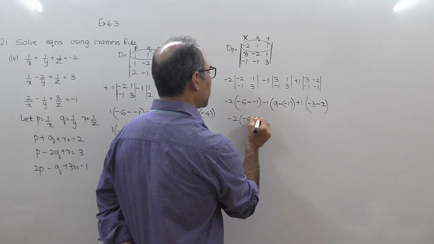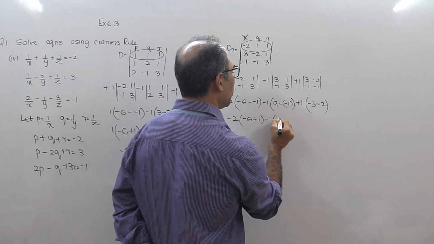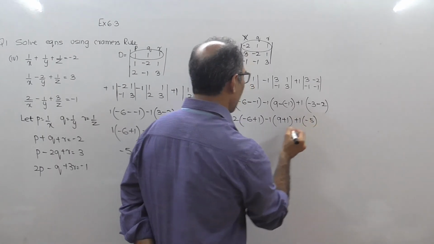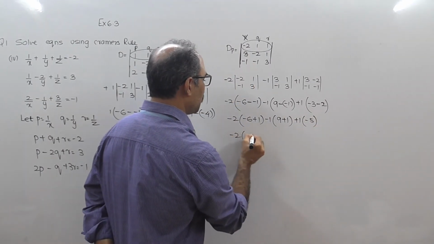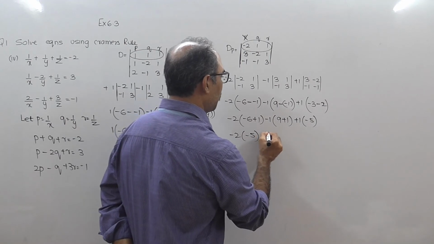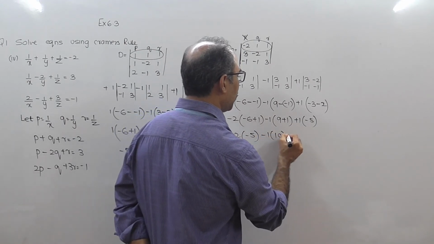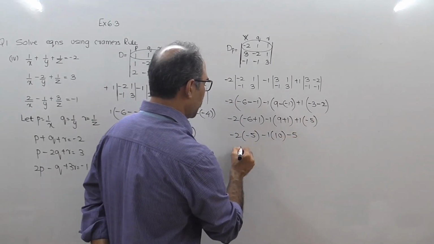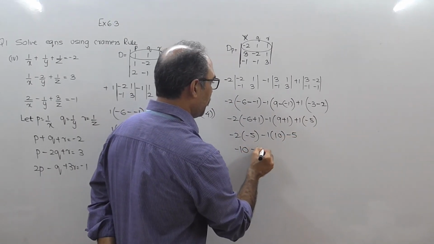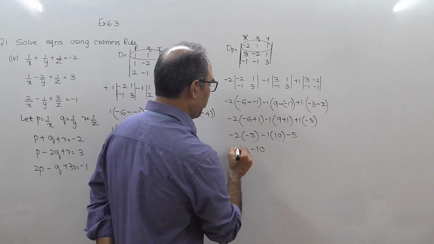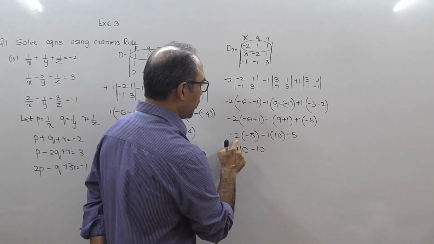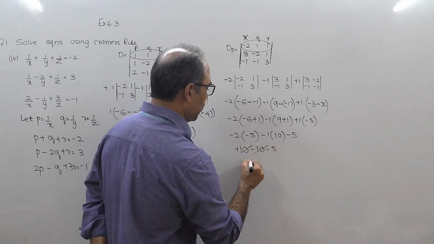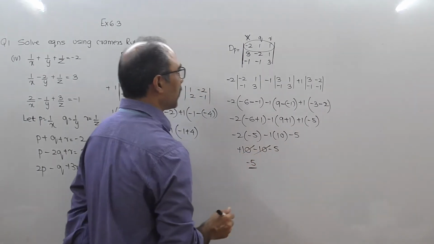This is minus 6 plus 1, minus 1, 9 plus 1, plus 1 and minus 5. This is minus 2 into minus 5, minus 1 into 10 and this is minus 5. So this will be minus 10, sorry, this will be plus 10, I'm sorry. This is plus 10, this is minus 10, this is minus 5, minus 10 plus 10 cancel. I think the answer will be minus 5.